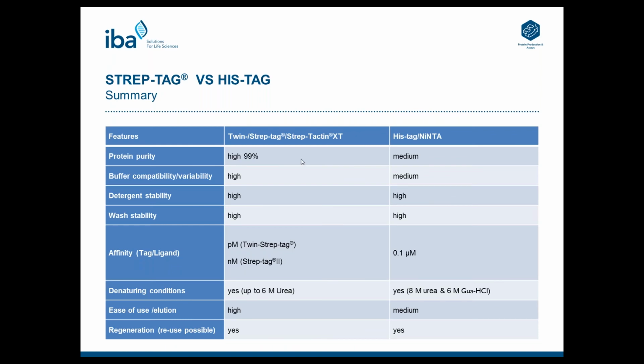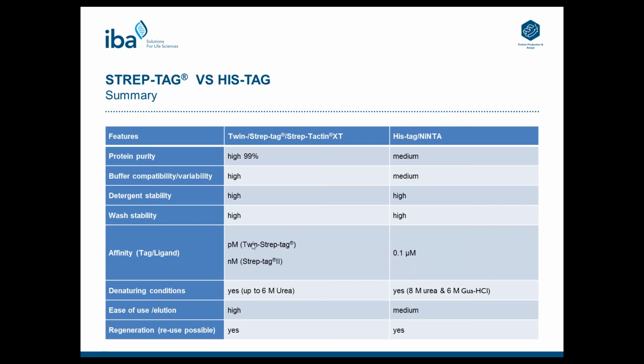In summary, the purity which you obtain from the Strep-tag system is very high. It is generally about 99%. And the purity after His-tag purification is more in the medium range, which of course both is dependent on the target protein. The buffer compatibility for the Strep-tag system is high, whereas the compatibility for the His-tag system is more in the medium range. Detergent stability for both systems is very high, and also the wash stability is very good.